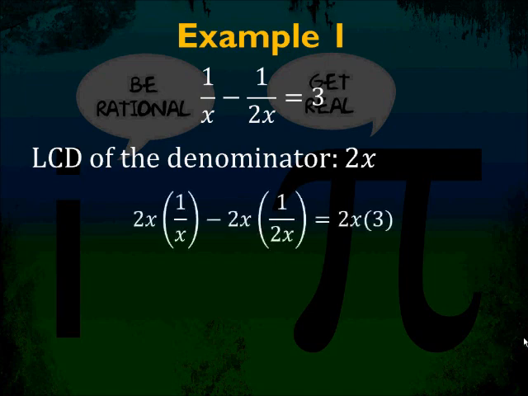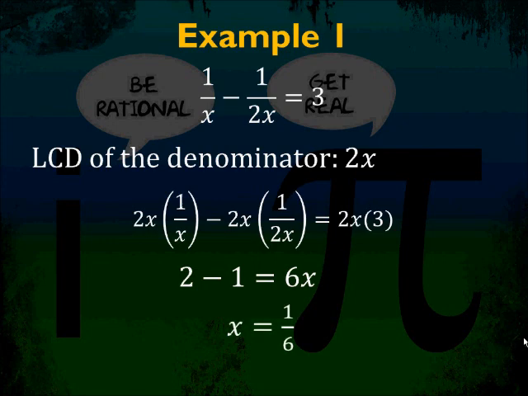Now you don't always have to do this step. I'm showing you each step just so that all of you can see what it takes, because it's very easy to make a mistake along the way. So we multiply 2x by 1 over x, negative 2x times 1 over 2x, and 2x times 3. We simplify that, you get 2 minus 1 equals 6x, and solve for x. x is 1 over 6.